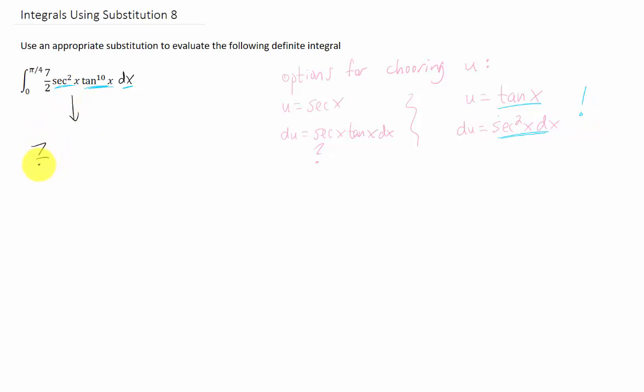I'm going to bring the 7/2 out. We can talk about limits in a second. The tangent to the 10th is going to be a u to the 10th power, and the secant squared x dx, the rest of it, is going to be du.